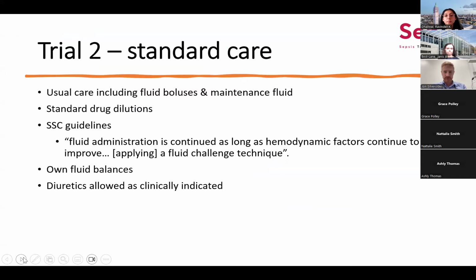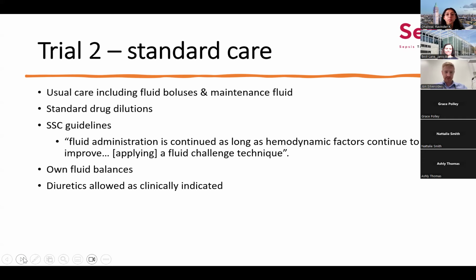Next slide. Okay, so standard care is just standard care. You do what you would normally do, including the fluid boluses, maintenance fluid, standard drug dilutions. I suppose one thing we would like not to see is contamination between arms. So to take the example that I think Natalie mentioned about fluid restriction, if you have a protocol for that, great, use it in the intervention group. But we don't really want to see that contaminating the standard care group as well. Otherwise, we haven't got a trial anymore.